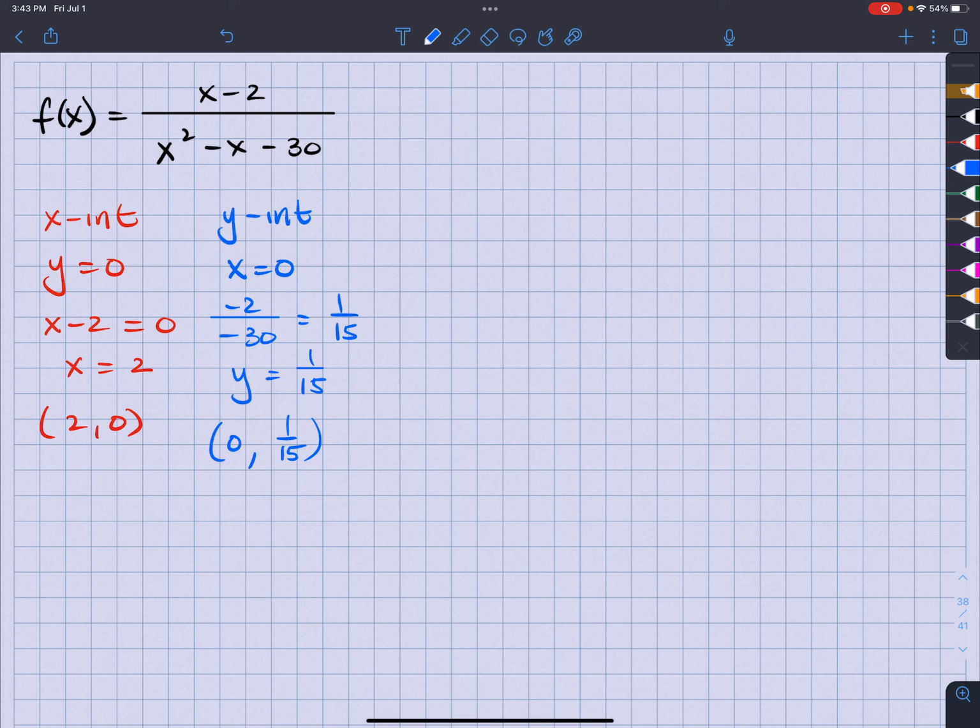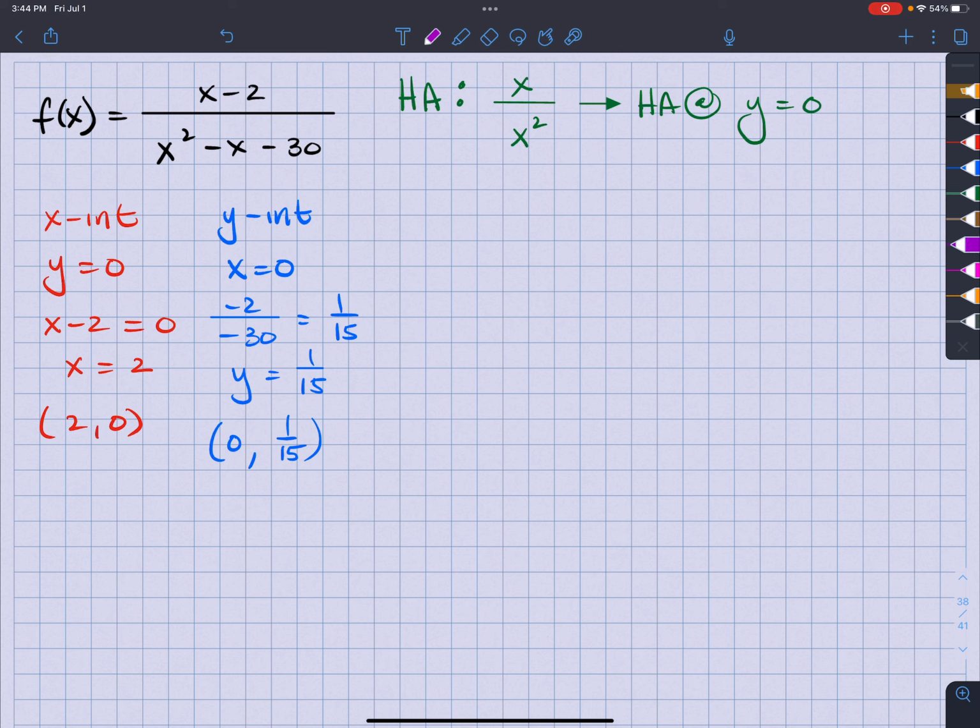All right, great. Now I have two things left. I have the vertical asymptote and the horizontal asymptote. So let's go ahead and deal with the horizontal asymptote really quick. Horizontal asymptote is where I compare the highest power on top versus the highest power on the bottom. So if you look at it, the top has the highest power of just x. The bottom has the highest power of x squared. Since the top power is less than the bottom power, that tells me that I have a horizontal asymptote at y equals 0.